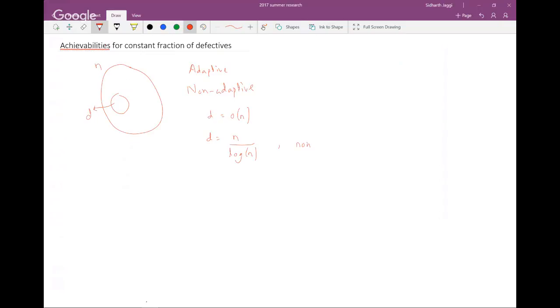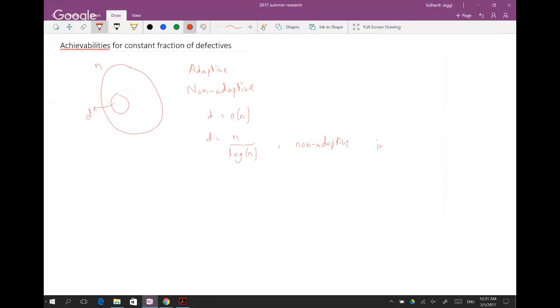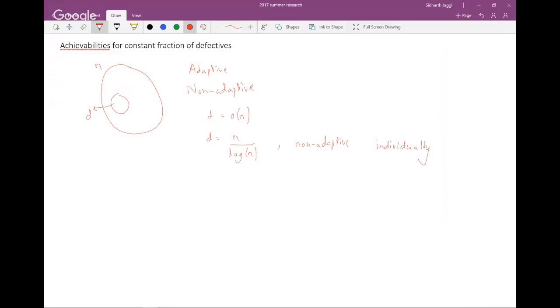and we have non-adaptive group testing. Currently, we don't really know of anything better, anything that takes fewer tests than just testing each item individually, if we want to ensure that the probability of reconstruction error goes to zero.